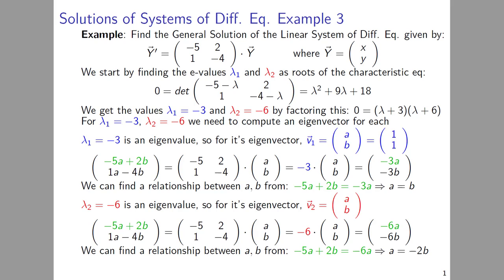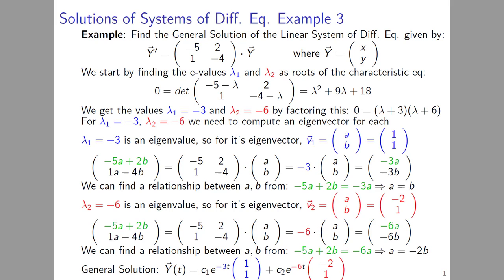Again, we need to pick an eigenvector that satisfies this relationship. So we can take b to be 1, and that will give a to be -2. So we get the eigenvector (-2, 1). And this leads us to the general solution that y(t) = c1 e^(-3t) (1, 1) + c2 e^(-6t) (-2, 1) using our pairs of eigenvalues and eigenvectors.